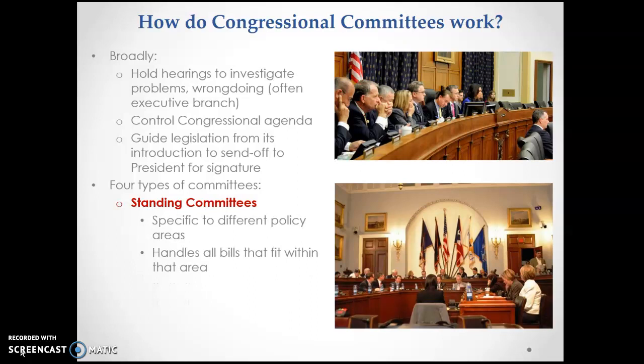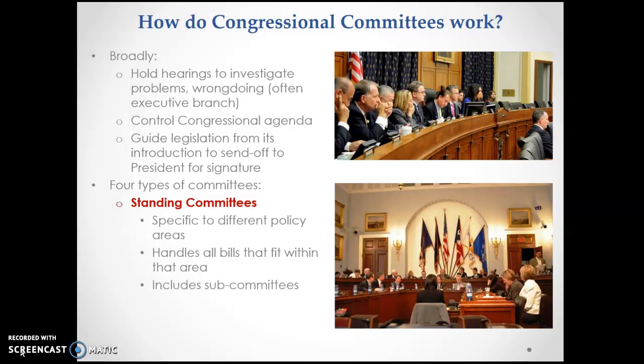Okay, so if I submitted a bill to ban logging in all wilderness areas of national forests, that bill is going to go to the Senate and House committees on public lands or natural resources or whatever it's called. I'll show it in the next slide. So they will handle any bill that falls under their umbrella, and they pursue all the different oversight that's needed. So if we're finding out that the National Park Service lost $20 million last year, that committee on public lands will basically hold hearings to figure out what happened.